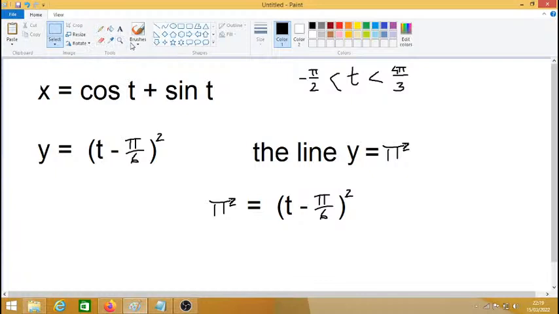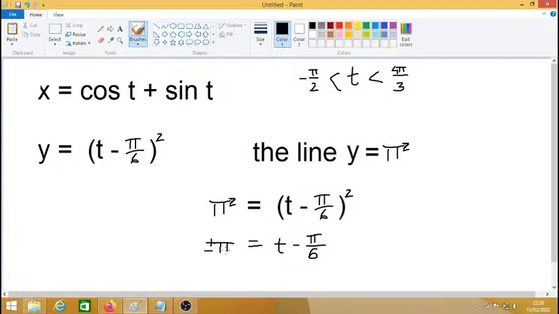Let's square root both sides. On the left-hand side, you'd think just pi, but remember that square roots have a positive and a negative answer. So it's plus or minus pi. And then on the other side, we don't have to worry so much about the plus or minus here. We can just get rid of the square. It's only when you have a single number that you want to worry about the plus or minus.